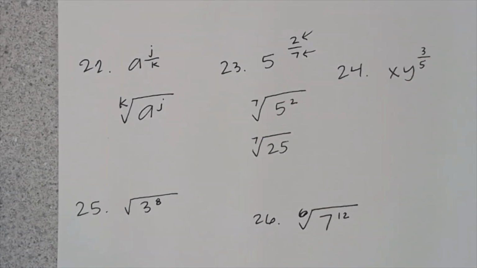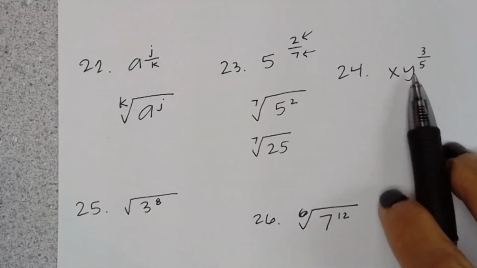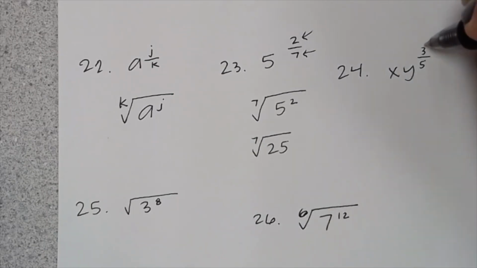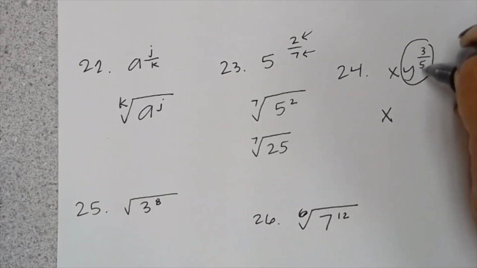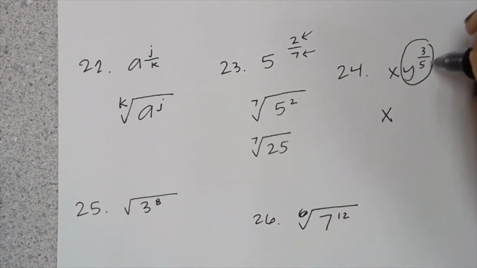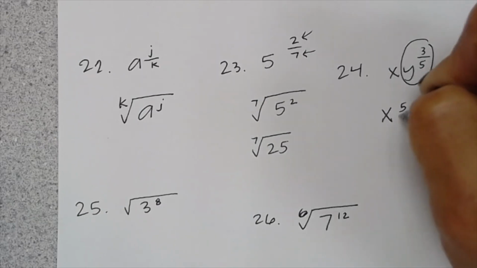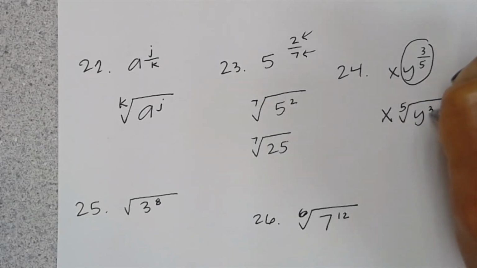For number 24, be really careful because there's no parentheses. So that means that this exponent only applies to the y. So we're just going to leave the x out in front. And then as far as the y goes, the 3 is the exponent, the 5 is the root. So we're going to go 5th root of y cubed.